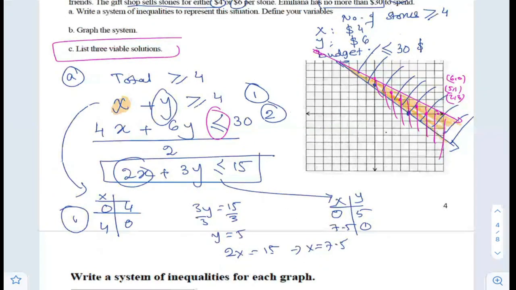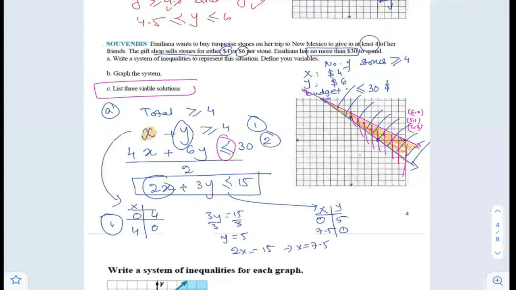Okay, this is the end of our lesson. I hope it was not a difficult lesson. Please refer back to lesson 6.5, graphing inequalities in 2 variables. And I hope you got the maximum benefit.